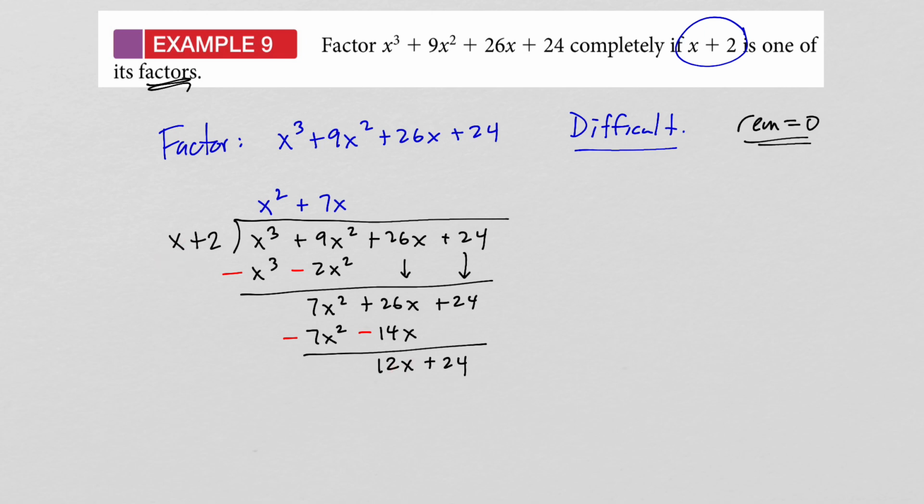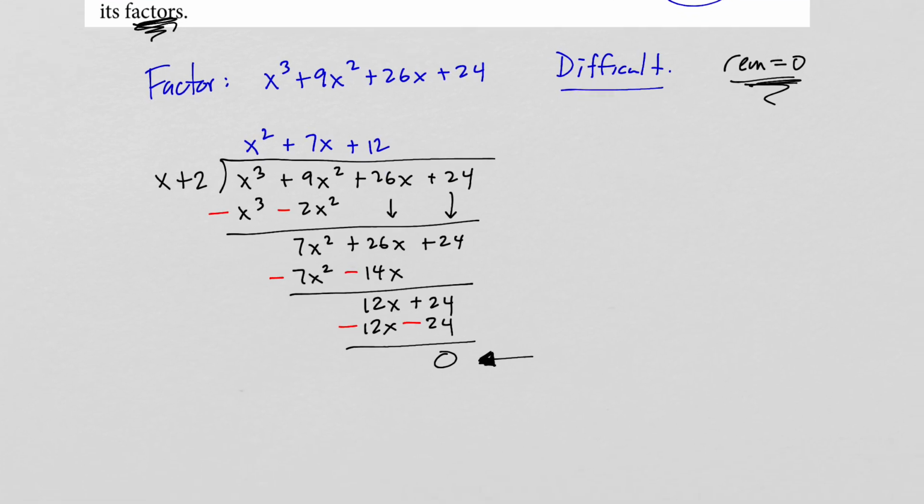But x goes into 12x, positive 12 times. And 12 times x is 12x. And 12 times 2 is positive 24. Whoops, positive 24. I'm not going to put the plus sign because we have to subtract. And just like we expected, the remainder is 0, which basically just means they told us the truth, right? They told us it was one of the factors, and if you have a factor, your remainder should be 0.